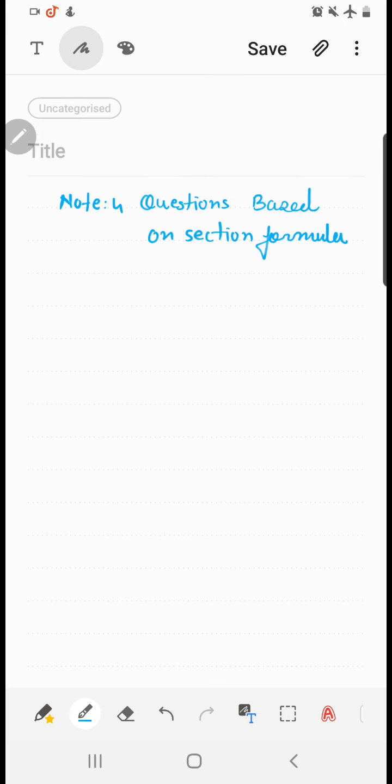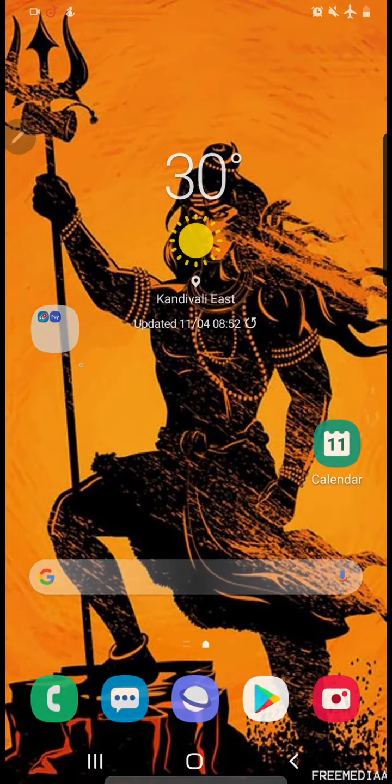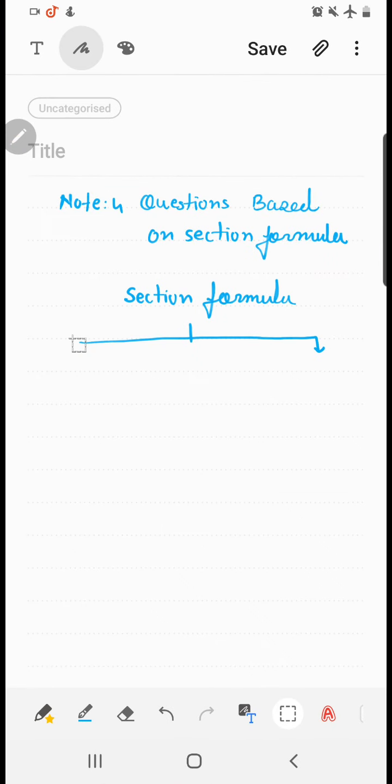As I always said, whenever we discuss a concept in vectors, we divide this into two parts. The first part is based on theoretical concept, and the second part is calculative concept.